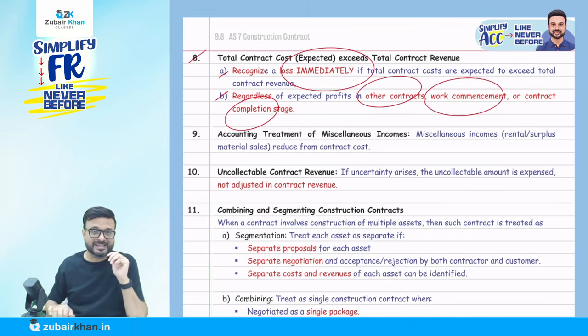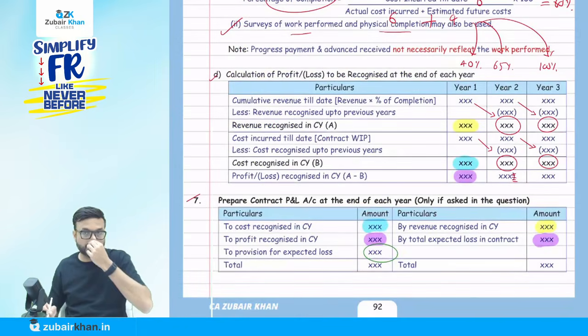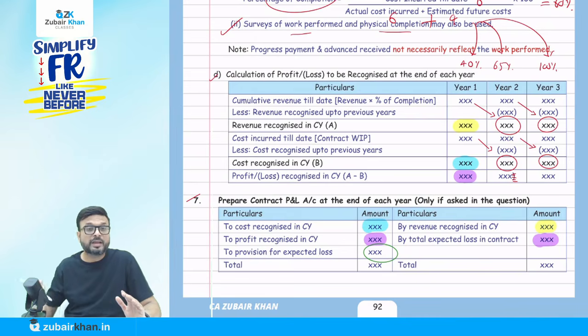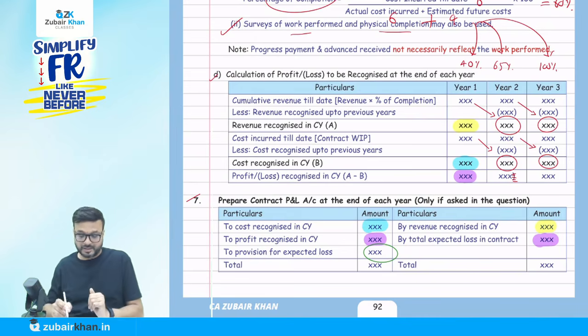Now comes the provision point. Suppose you recognize the revenue for the first year, and for any one particular year you recognize the cost. That loss will come only for that particular year, whether first, second, third or whatever. But the certain loss which is going to happen in future has to be recognized in that year. That is the provision.